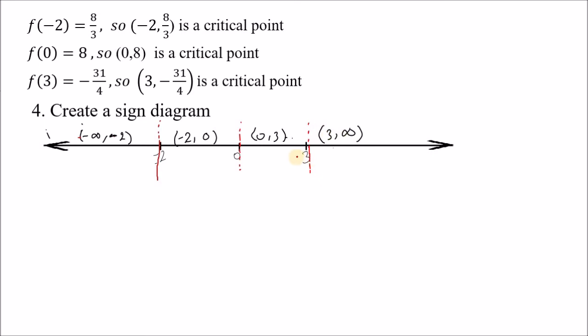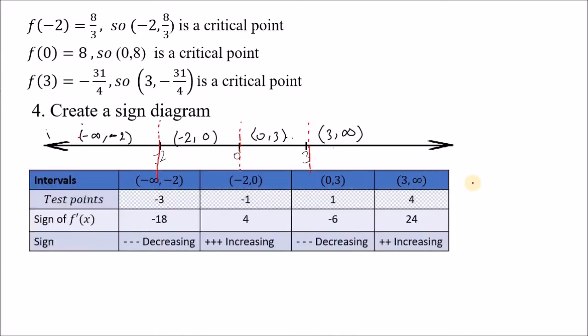We need to test all of these intervals to see the behavior of the function on these intervals. So we're going to create a sign diagram or a table. Here is the table. It has the intervals, all of the intervals that we created using these critical points. We're going to choose testing points from these intervals.